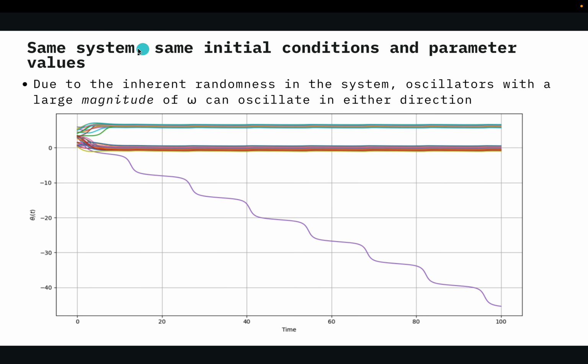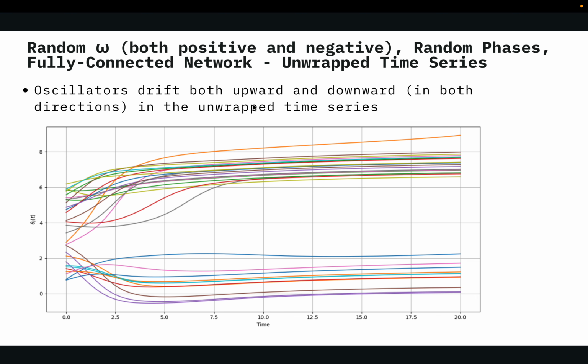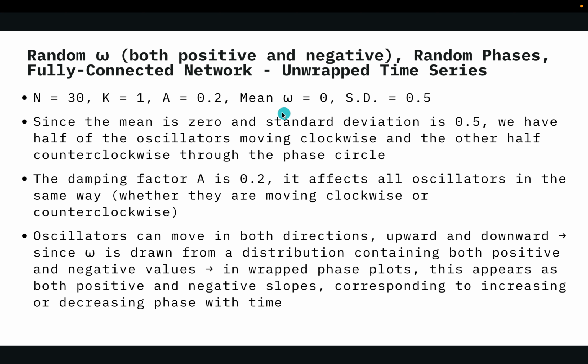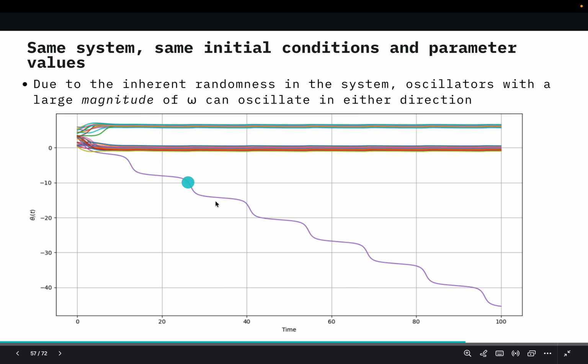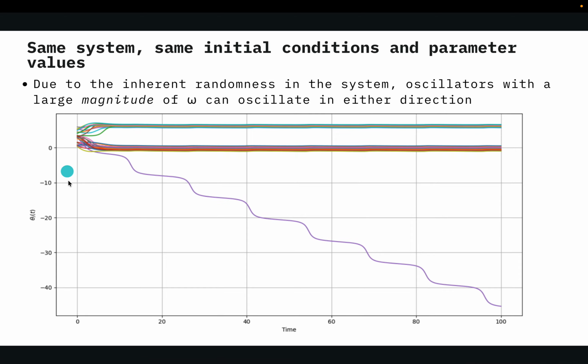And we can also get this, because due to the inherent randomness in the system, oscillators with a large magnitude of omega can oscillate in either direction. For instance, if we have an omega of minus 0.5, oh sorry, I remember where I was confusing. If omega is minus 0.5, that will affect the differential equation, but at the same time we are more interested in the magnitude of omega. So this a, I mean, you see what I mean? So there is really no bias in that sense. Otherwise you wouldn't have gotten this kind of behavior, because this is clearly negative. So its theta is negative here.